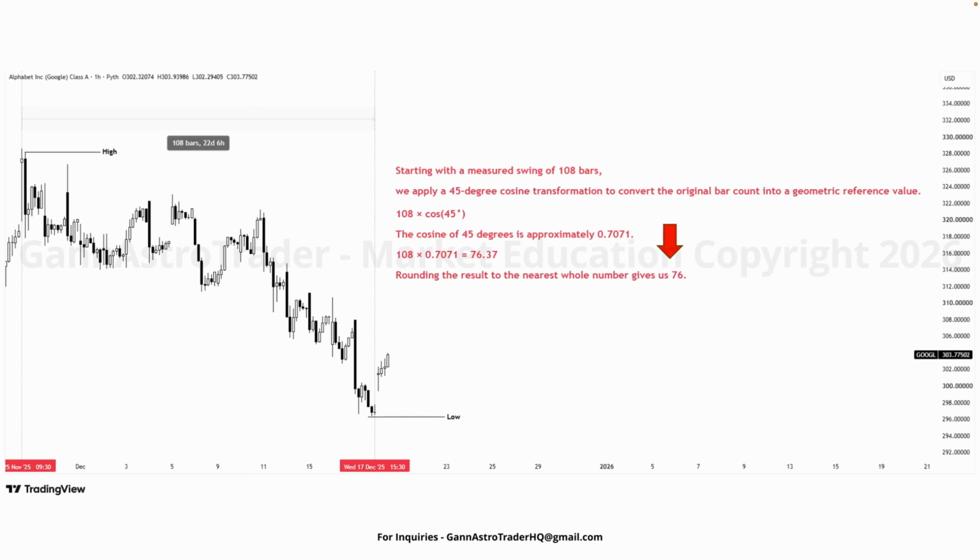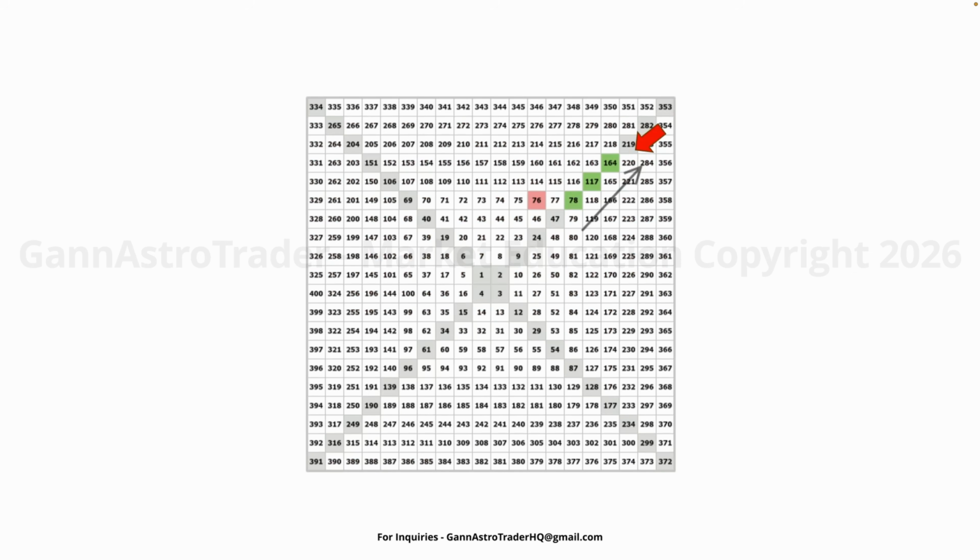Now we bring our transform value of 76 into the Gann numerical grid. Notice that 76 is highlighted within the sequence. This is important because the number did not come from the grid itself. It came from our measured 108-bar swing and the 45-degree cosine transformation. We can also see the surrounding values, including 78, which becomes important when we project the time relationships forward.